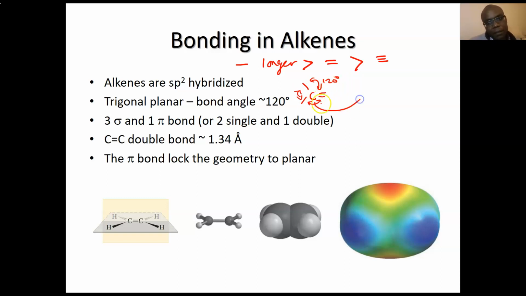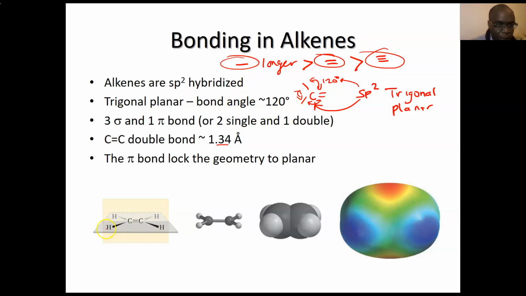Why? The reason being that carbon in the middle is sp2 hybridized. Of course, we know sp2 hybridization relates to 120 degrees bond angle. Molecular geometry, I hope you've not forgotten, is trigonal planar. Okay. Again, the double bond has a length of about 1.34, which is shorter than the single bond. That's why I said single bond is longer than double bond is longer than triple bond. And the molecular geometry is trigonal planar.